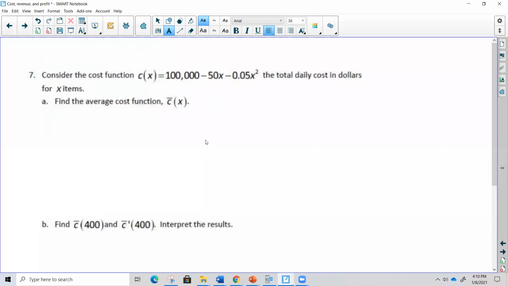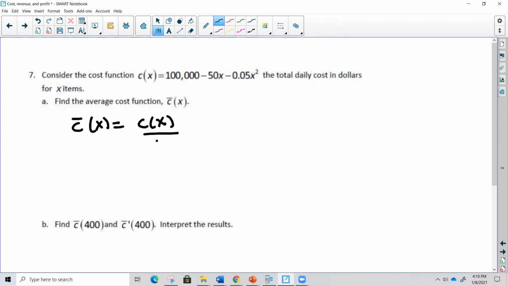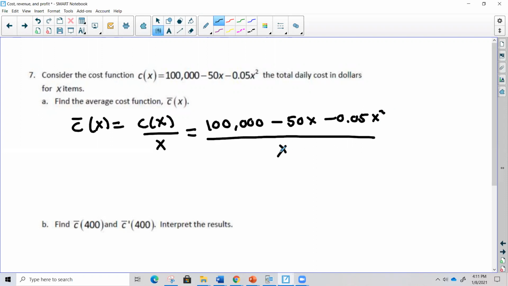And then one more example with the average cost. So it says, consider the cost function, the total daily cost in dollars for X items. Find the average cost function. Okay, and like I said, average cost is they put this bar over it, and the average cost formula is the cost function divided by the number of units or items, which is X. So I would be taking 100,000 minus 50X minus 0.05X squared, and I'm dividing those three terms by X.